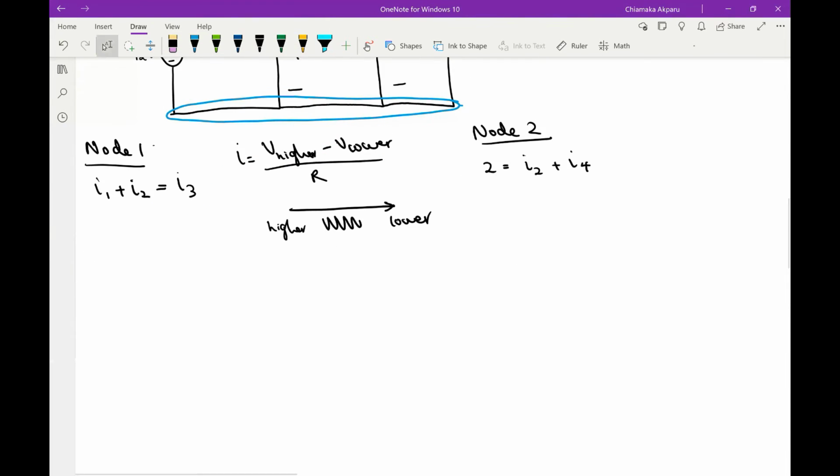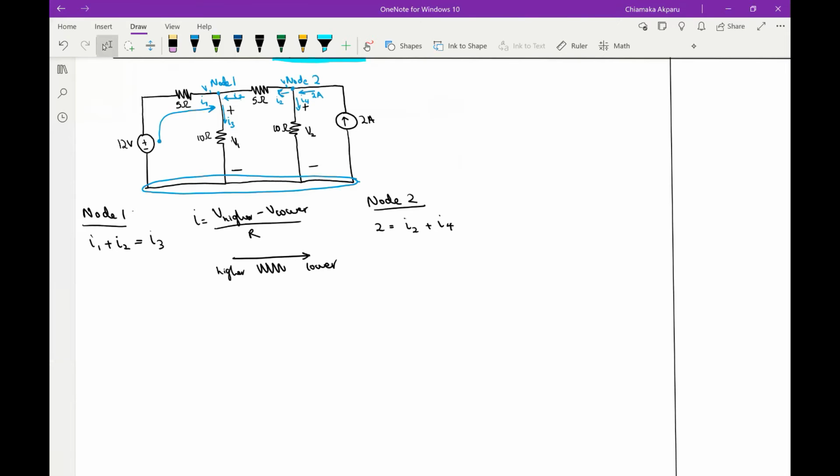So for node 1, we're going to start off. For I1, we're going to have 12 minus V1 over 5, because 12 would be higher based on how we drew it. We're going to have V2 minus V1 over 5, based on how we drew it, which is going to be equal to I3, which is going to be V1 minus the ground, which is 0, over 10.